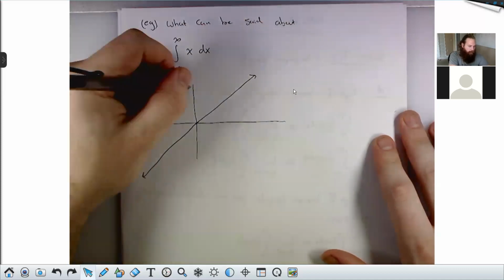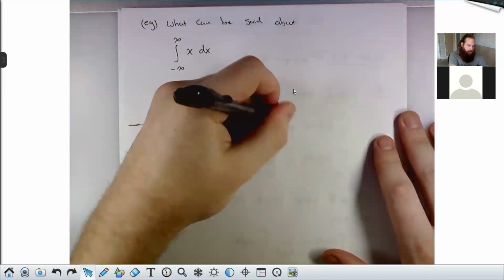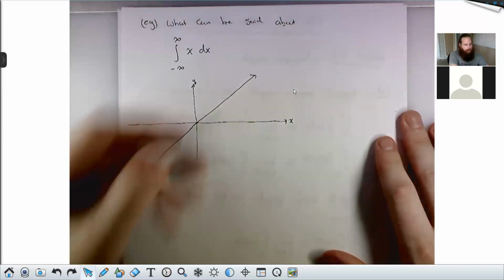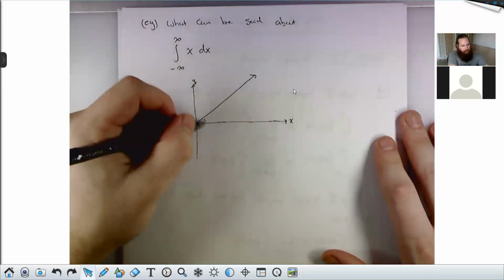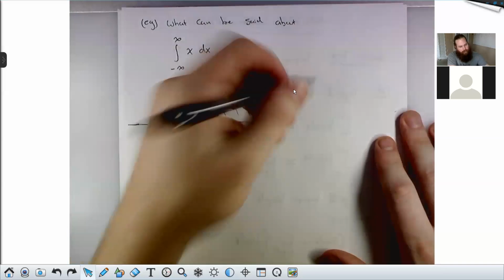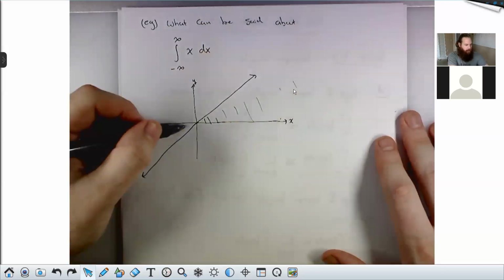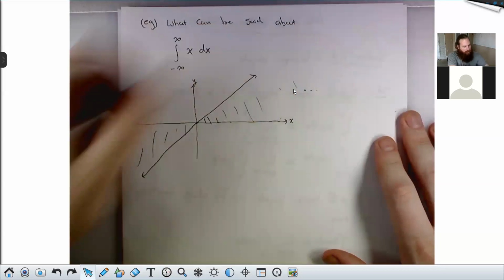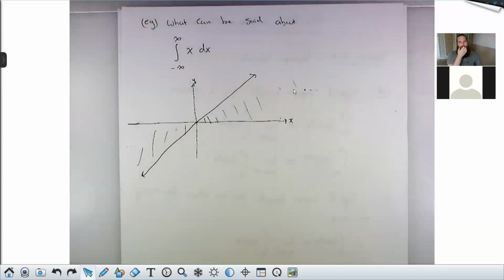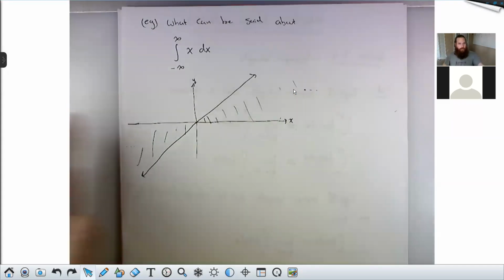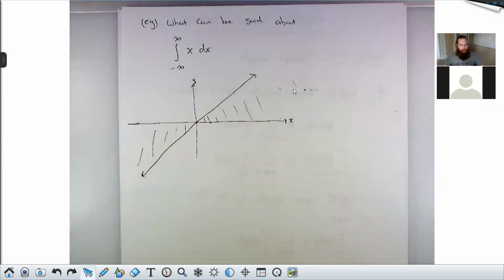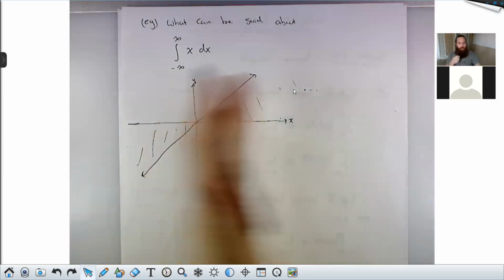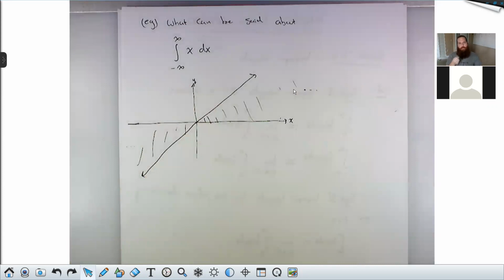Here's the graph of f of x equals x. On the one hand, I'm asking, what is all this area over here? Also, what is all this area over here? And both regions go on and on, however you want to think about it, forever. This area over here, all the way from negative infinity up to 0, is the integral from negative infinity to 0. And this area over here is the integral from 0 to infinity.